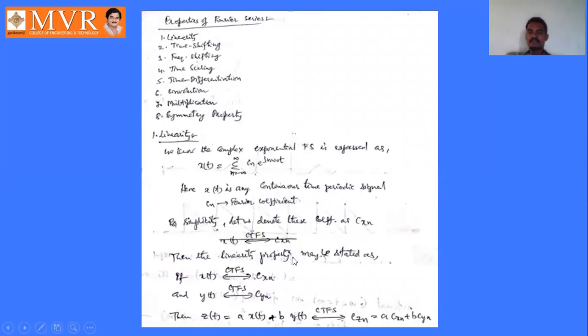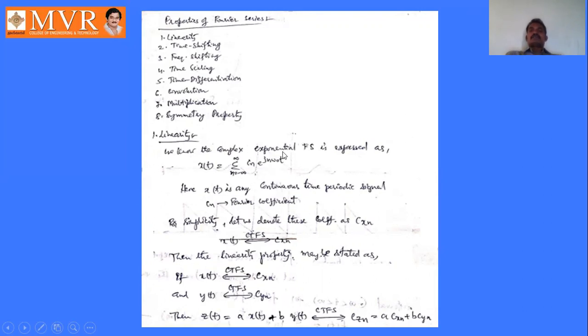Then the linearity property may be stated as: if the Fourier coefficient of x of t is Cxn and the Fourier coefficient of y of t is Cyn, then z of t, which is a combination of a into x of t plus b into y of t, has Fourier coefficient Czn equal to a into Cxn plus b into Cyn. Is it clear?